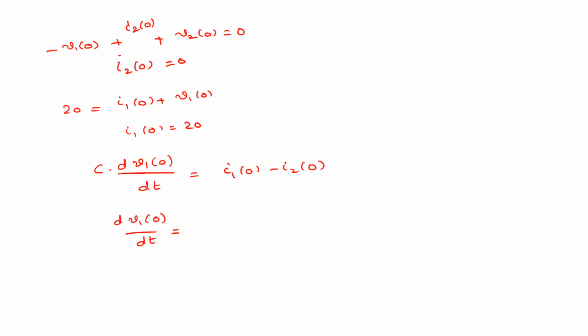40, sir. I1 of 0, 20 minus 0, into 2. 20 into 2, 40, minus 0. C equals 1 by 2, sir. C equal to 1 by 2. It's 40. Yes, sir.